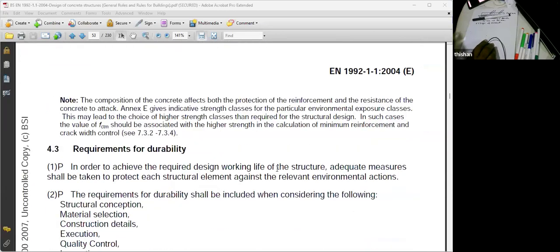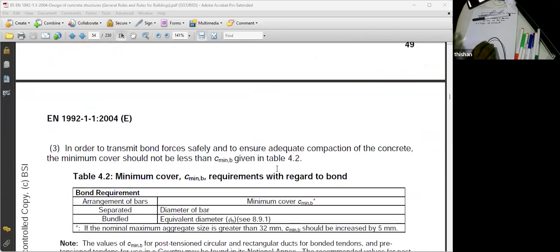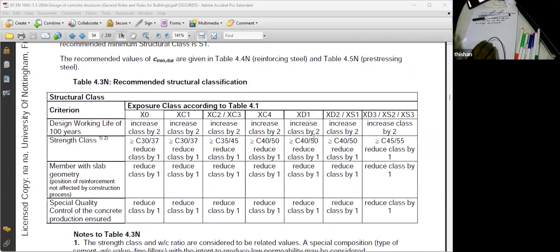Then I go to the next table. It says XC3, member with slab geometry, position of reinforcement not affected by construction process. What do you mean by that? That means we are going to work on the reinforcement after fixing it, which we often do in normal slabs. But this is a special situation because we are not going to work on the slabs, because we are precasting this. They are small pieces, 2 meters long, 0.3 meters wide. So there's no reason for us to work on it.